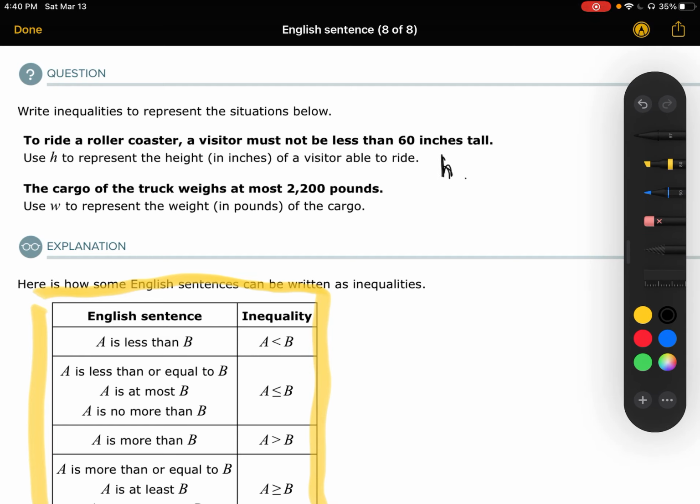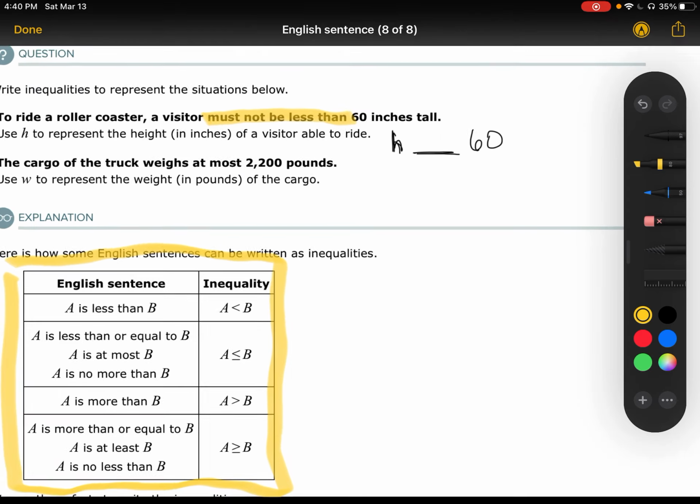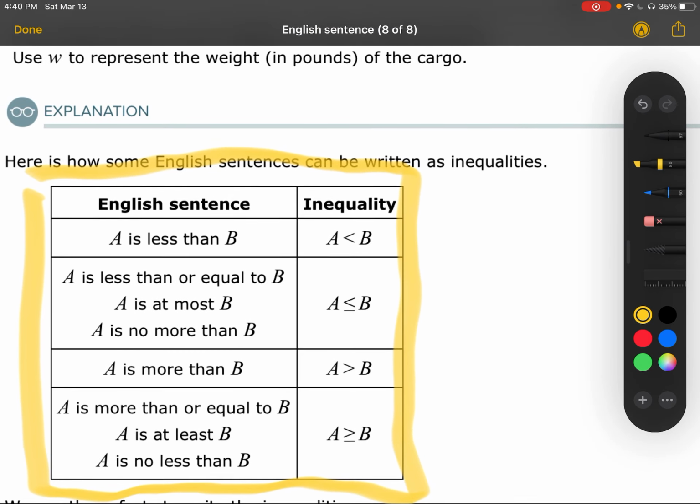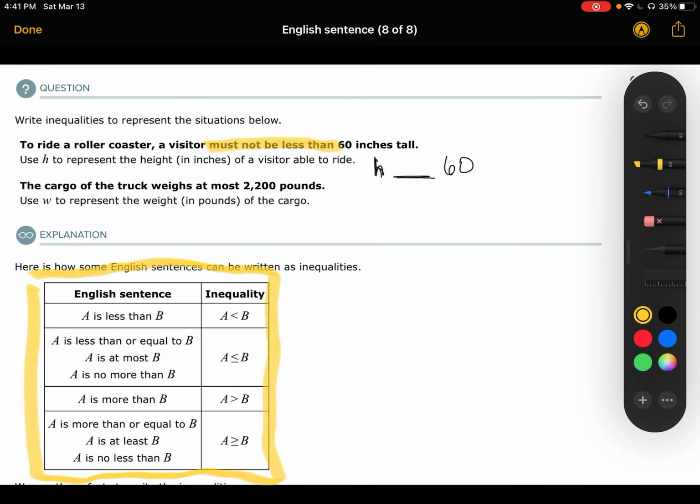And then you're going to have something, right? You don't know which one it's going to be, 60. So then you're going to figure out which inequality you need to use. There's always some verbiage, some words that tells you what you need to use. So a visitor must not be less than. Not be less than is a specific set of words that you're like, what does that mean? Go to your little explanation and then find not less than.